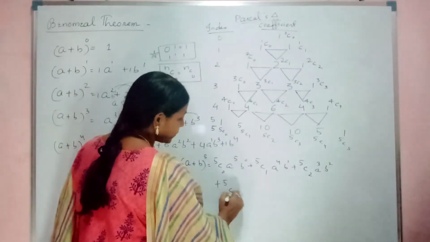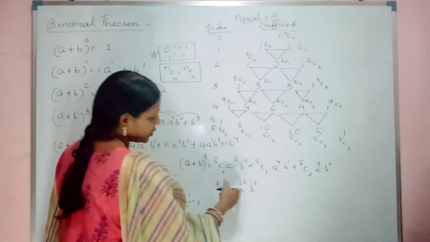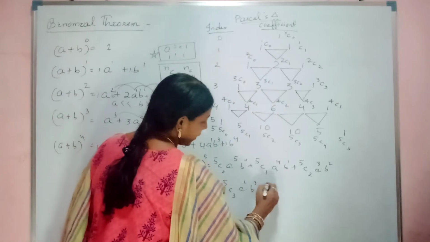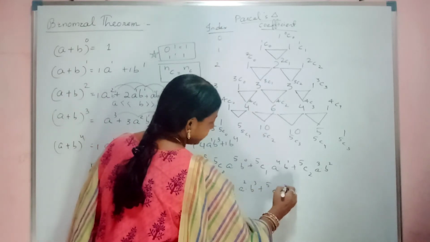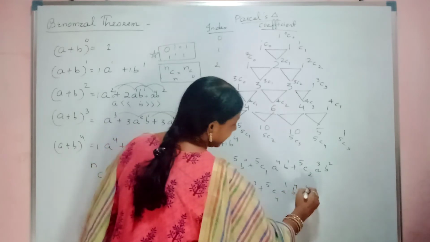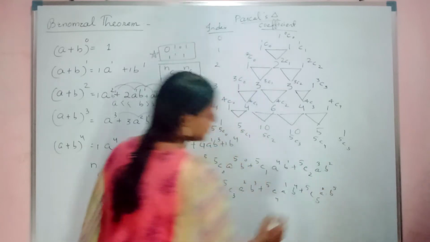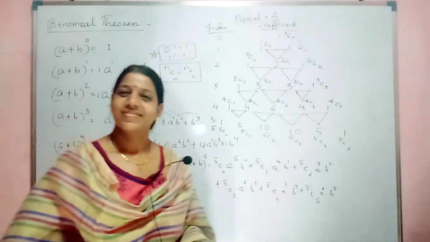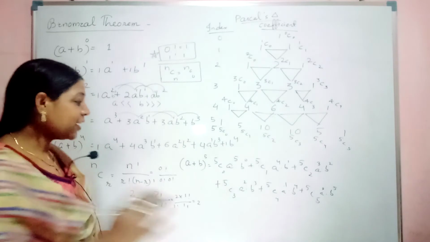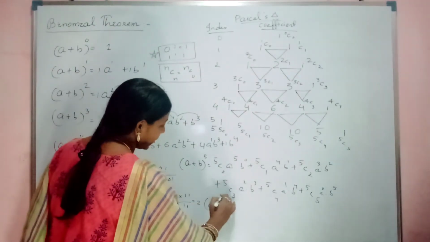Similarly, we will write 5C3, a to the power 2, b to the power 3. 2 plus 3, 5. Again 5C4, a to the power 1, b to the power 4. Then finally 5C5, a to the power 0, b to the power 5. Yes or no? Very simple or not? Now if anybody asks what is the expression for (a plus b) to the power n?